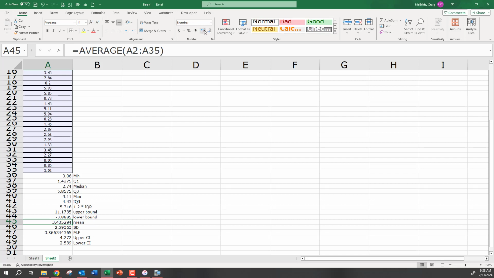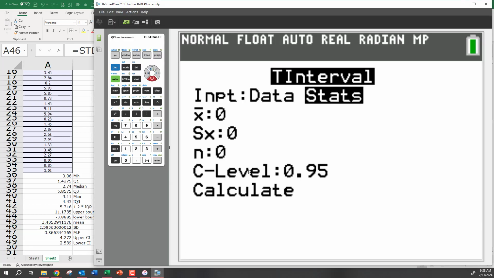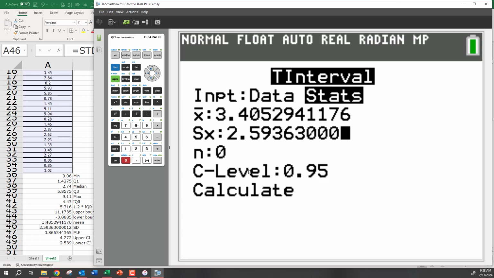So go out a bunch, and do the same thing here because we're going to need the standard deviation. Go out a bunch. Now we can put those in there. All right, so the mean is 3.40529411176. That should be enough to be accurate. Our standard deviation is 2.59363, 1, 2, 3, 4 zeros, 1, 2. Again, that should be enough to get us accurate to within 3 decimal places. And then we have a sample size of 34.